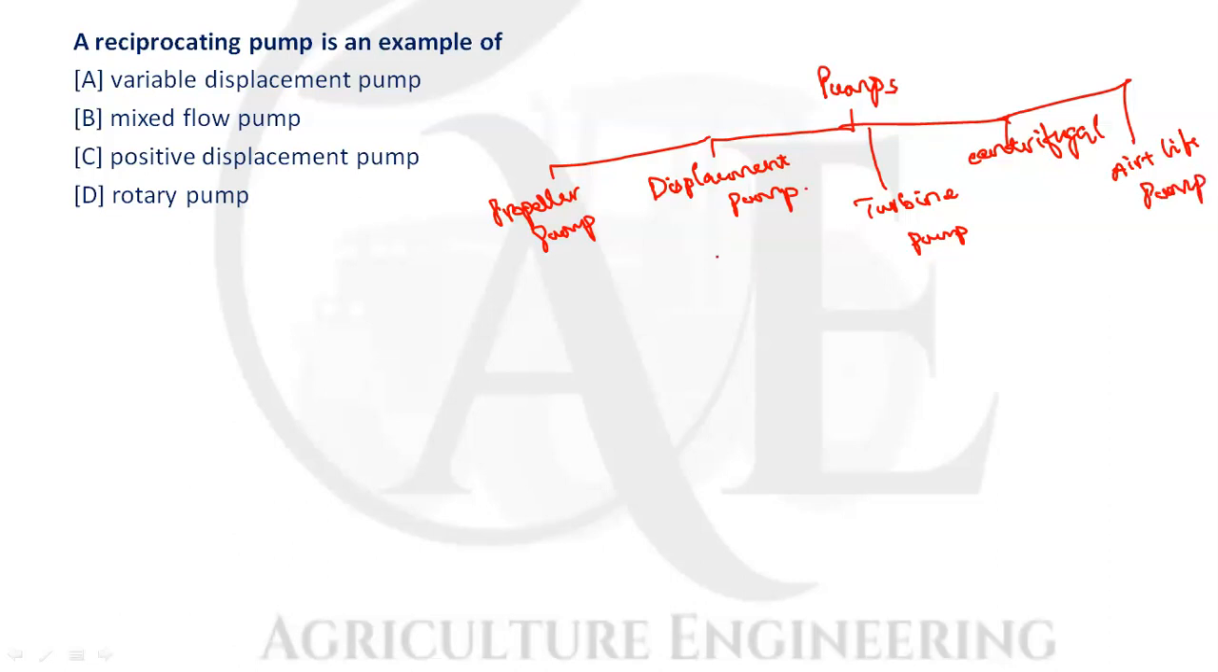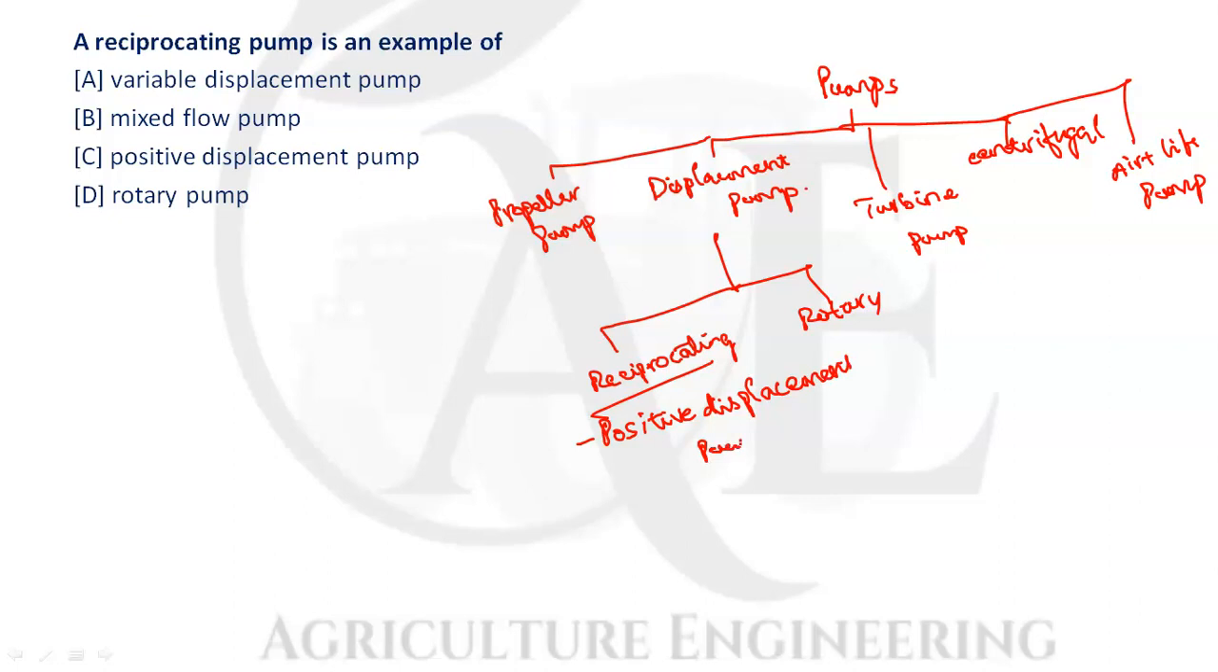So this displacement pump can be further divided into reciprocating type and rotary type. Okay, so here we are going to discuss this reciprocating pump. This reciprocating pump is also known as positive displacement pump.